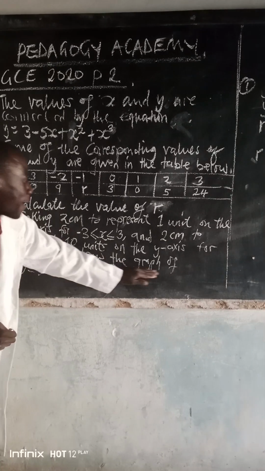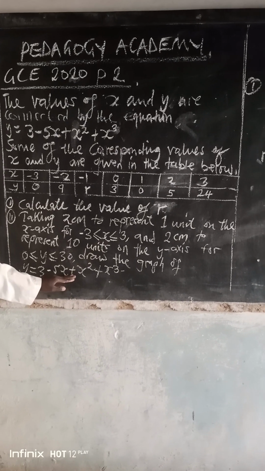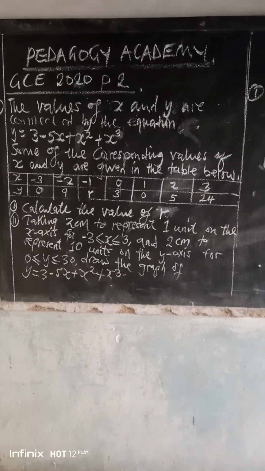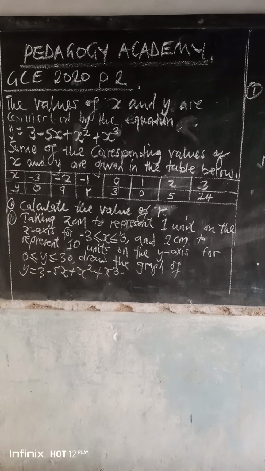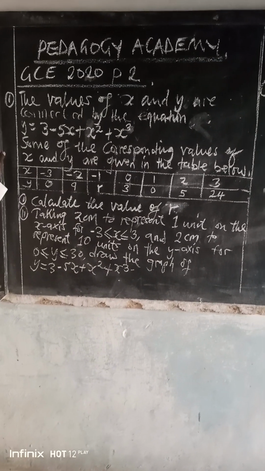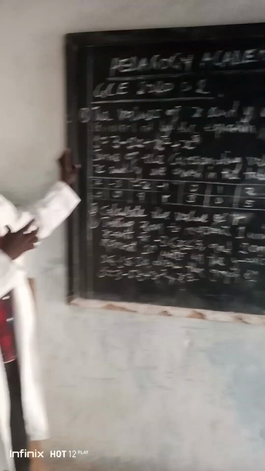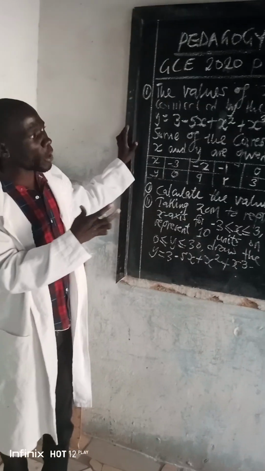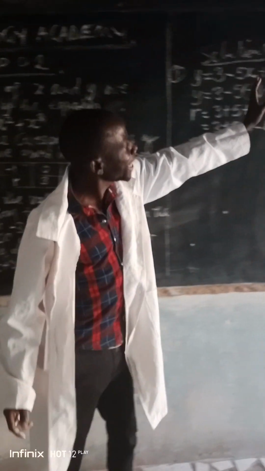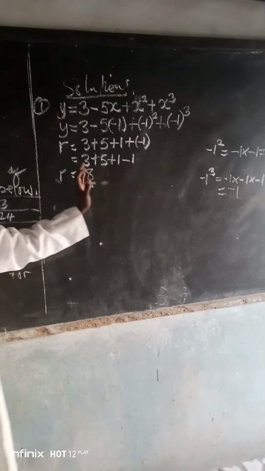Now, draw the graph of y equals 3 minus 5x plus x squared plus x to the power 3. Which means we are going to come up with a graph. So, how is the graph going to be drawn? If we are using graph paper, we have boxes. We are going to understand clearly how we are going to draw it, so it will be explained very well.